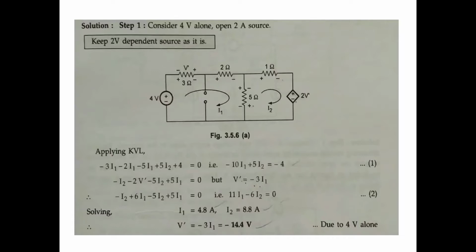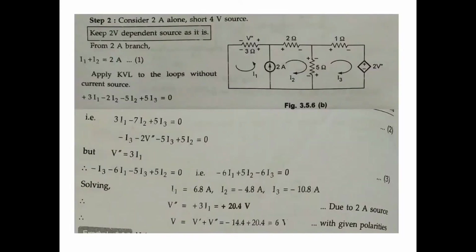Next, solve equations 1 and 2. We get i1 and i2 values, 4.8 and 8.8. v1 dash equal to minus 3i1. What is i1? 4.8. 3 into 4.8, minus 14.4.